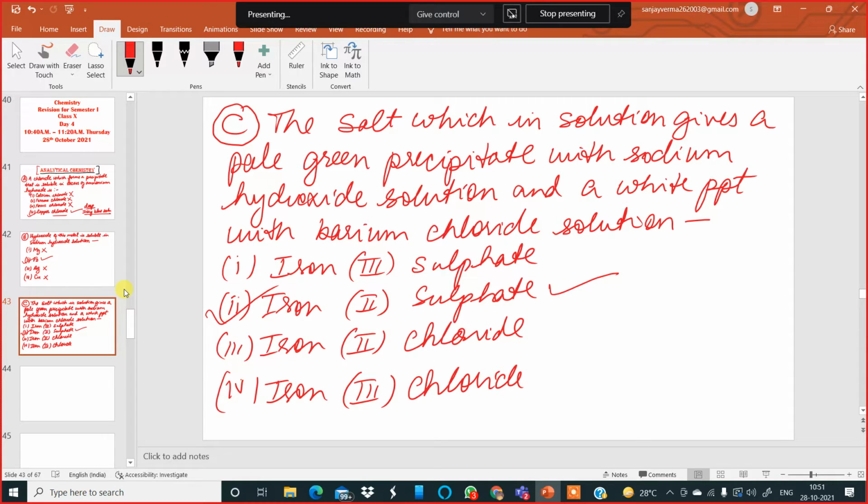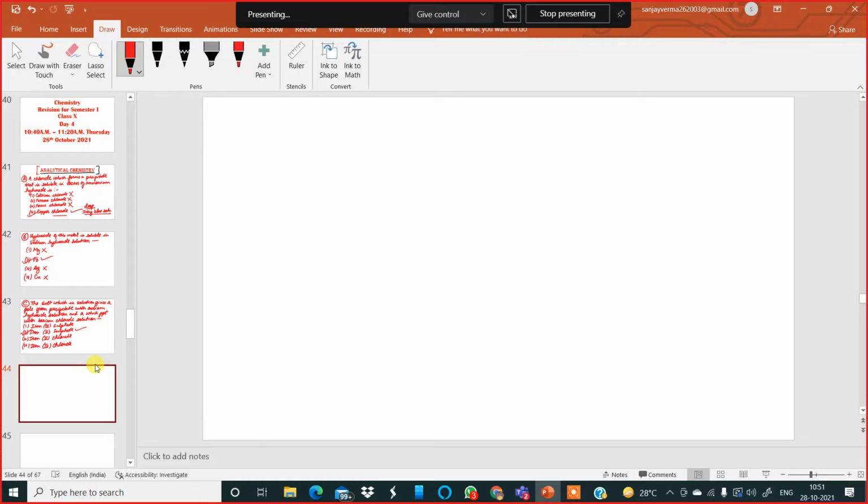C is correct. Good. Next question is a different type of question. I'll name it as question number D. Now this is not a multiple choice question. Here you have to identify. Okay, so I'm writing down the question.